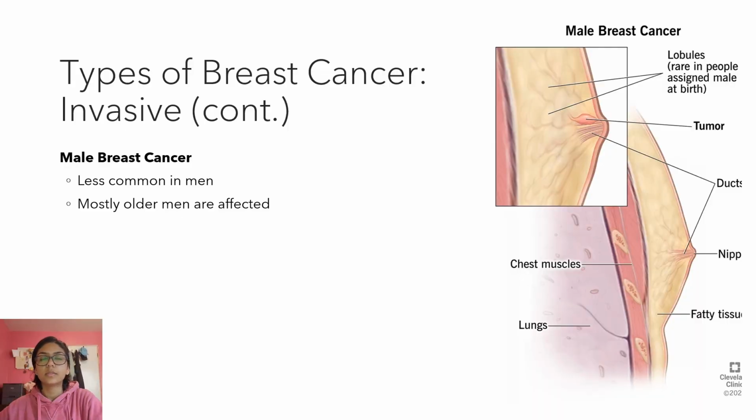Last one is male breast cancer. It is rare, but it does occur, affecting mostly older men. However, this does not mean it's not possible for a younger man to get it. And almost always, when a man has breast cancer, it is invasive.